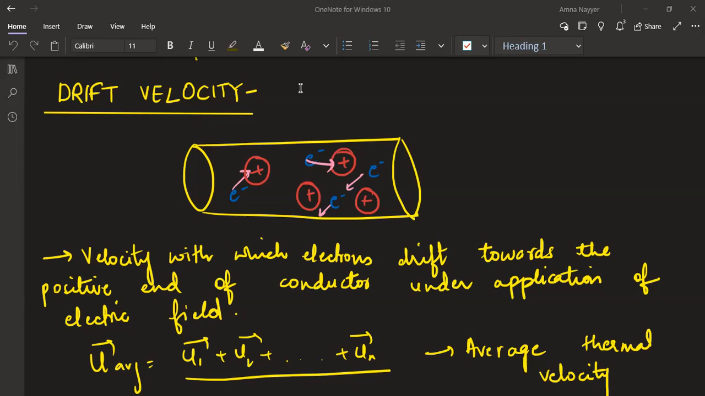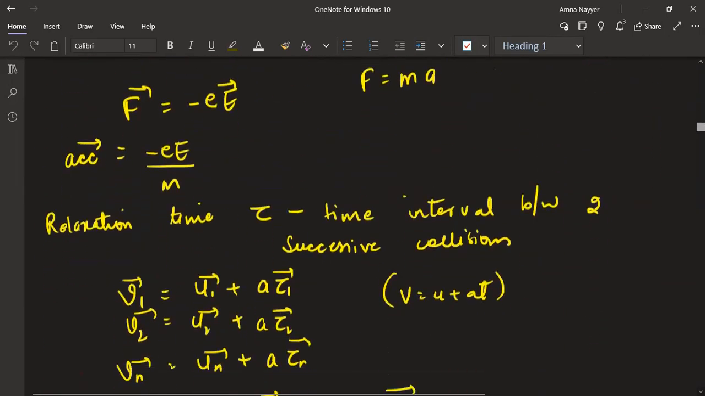It is the velocity with which all the electrons drift towards the positive end, the velocity with which all the electrons are attracted towards the positive end of the conductor under the application of an electric field. Fine, this is the average thermal velocity.